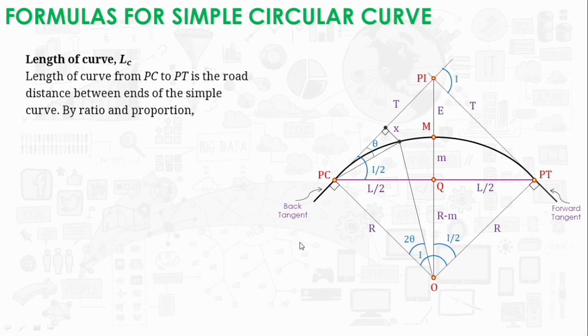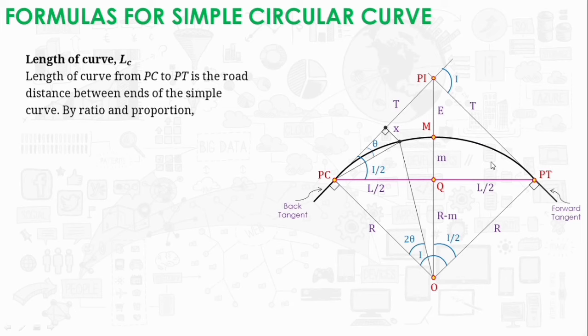Next, the length of curve. The length of curve is the road distance between the ends of the simple curve. This is the road distance. This is our road, this is our curve. The actual road from PC to PT, that is the length of curve.